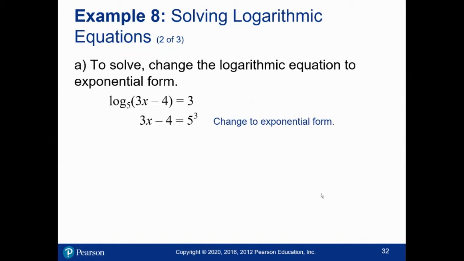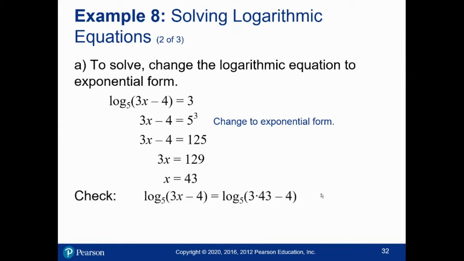5 cubed is 3x minus 4. The benefit now is 5 cubed is just 125. So I can add 4 to both sides and divide by 3. Okay, so that's part A. Part B, yeah, you can check if you really want to, but it's definitely correct.